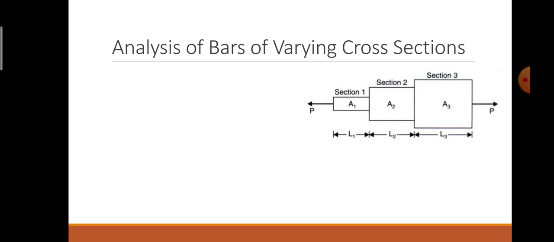So let us take this bar, the overall bar, which is subjected to a total axial load of magnitude equal to P. Though each section is subjected to the same axial load P, yet the stress, strain and change in length will be different. So the total change in length will be obtained by adding the changes in length of the individual sections.